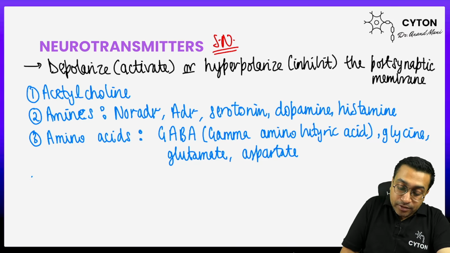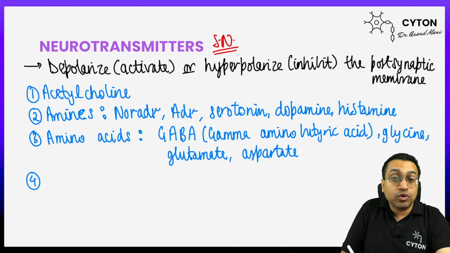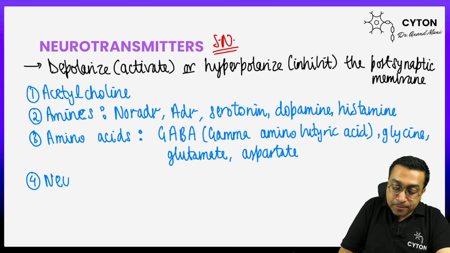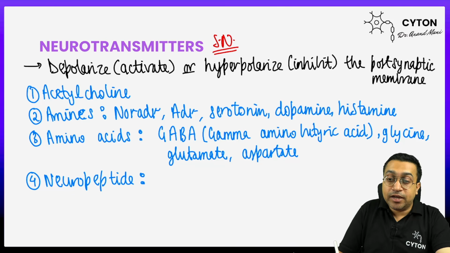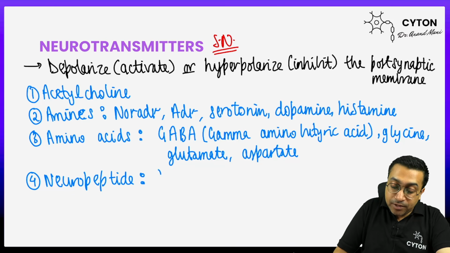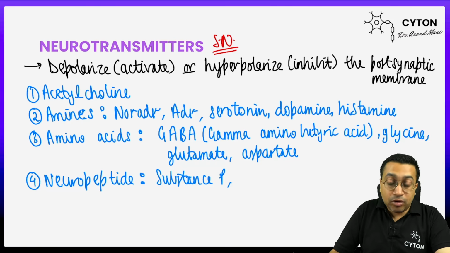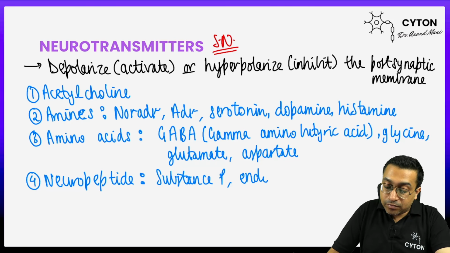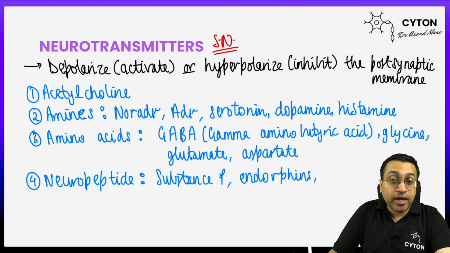Okay, then number 4 category, you have the neuropeptides. Now neuropeptides include substance P, endorphins, then enkephalins.